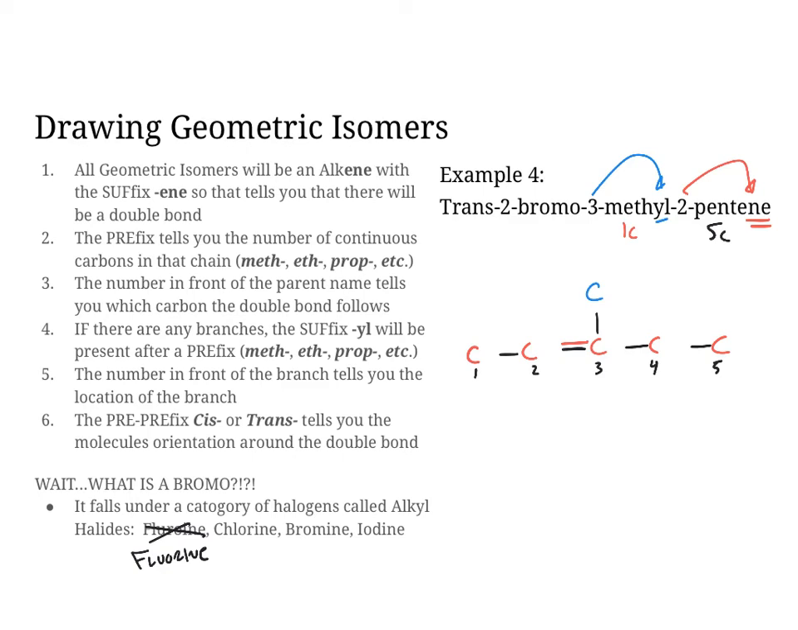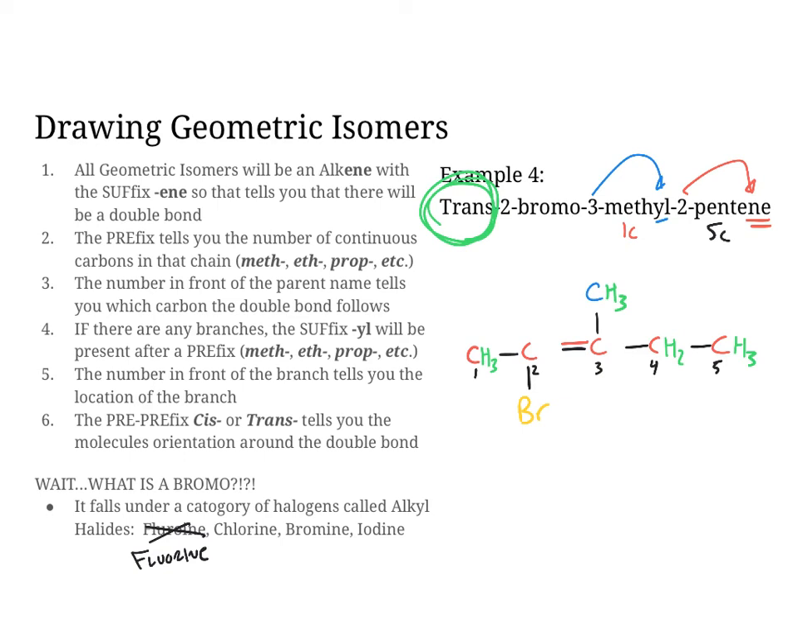So then I'm going to put this on the second carbon, and because it's trans, I have to this time put the bromine going opposite of the methyl. So now I'm going to go back and add my hydrogens. The first carbon gets 3. The second carbon has 4 bonds already. The third carbon has 4 bonds already. The fourth carbon has 2 bonds, and the fifth carbon has 1 bond, so it needs 3. The methyl branch needs 3 hydrogens around it, and so everything is drawn correctly.